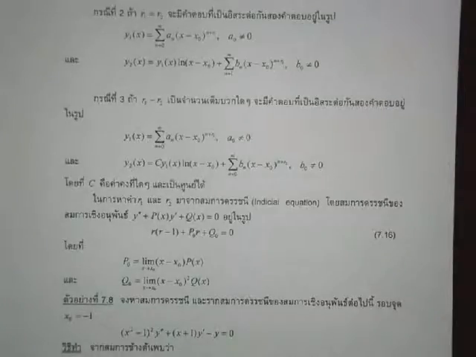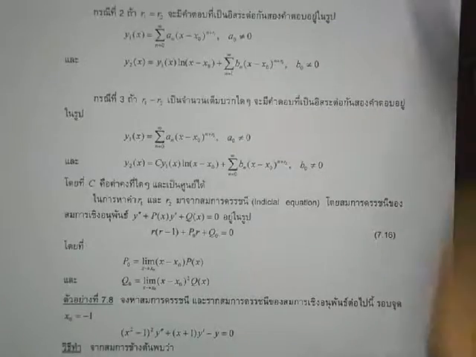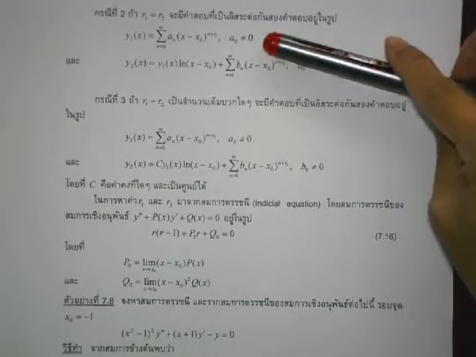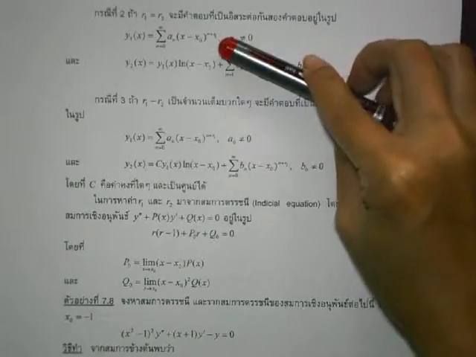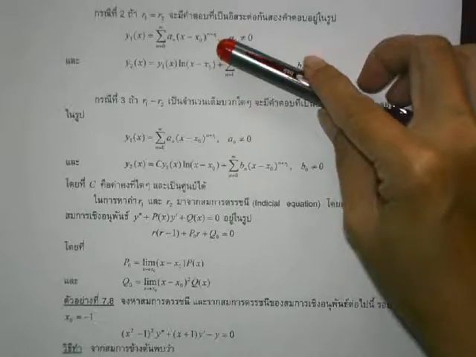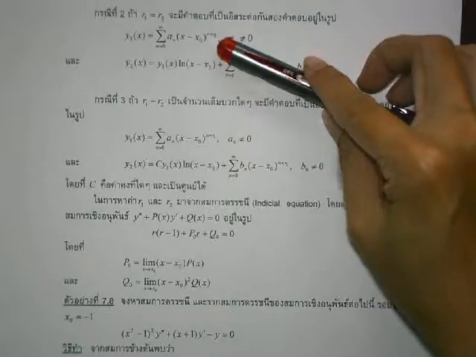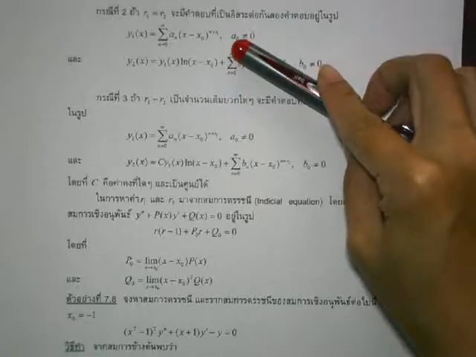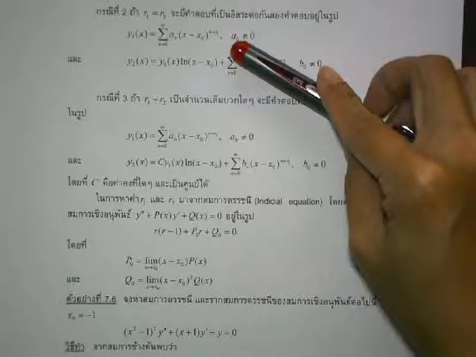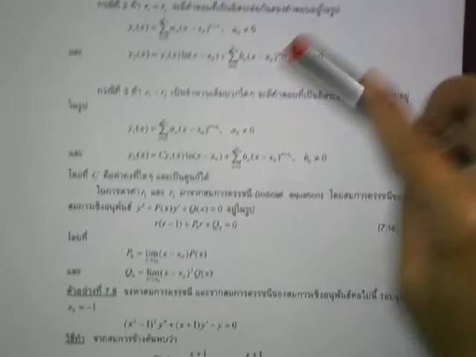The case 2 is r1 equal to r2. Then the first answer is going to be the summation of (x minus x0) to the power n plus r1. But for the second solution, it can't be r2 because r1 and r2 are the same. So if you put r2 in there, these two are not independent of each other, so that's why it can't be the answer. So the second solution has to be this form.